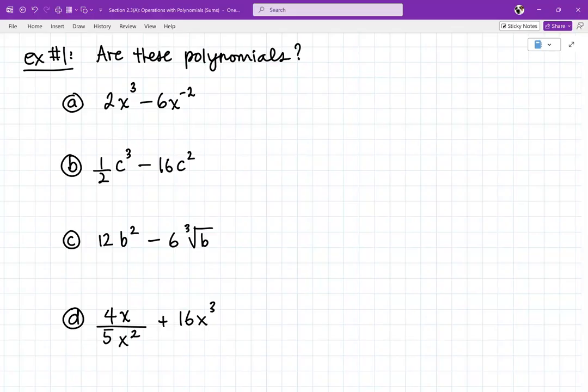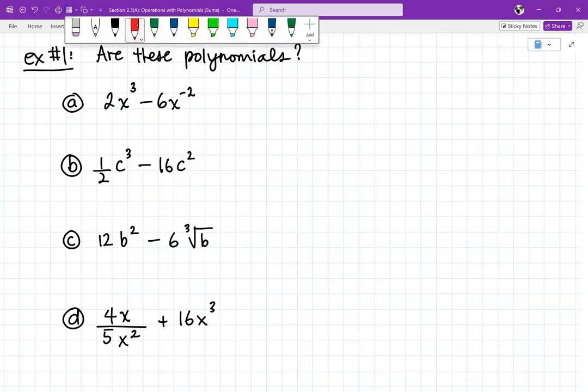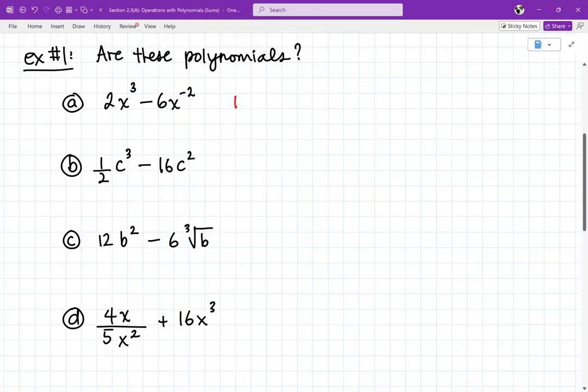So what do you guys think for part A? Is it a polynomial, part A? No, it's not. Why not? Where's the problem? The power of what? -2, right? So this right here, your answer is going to be a no. Okay, so I'm going to put a power of -2. That's the issue. Okay, what about part B?